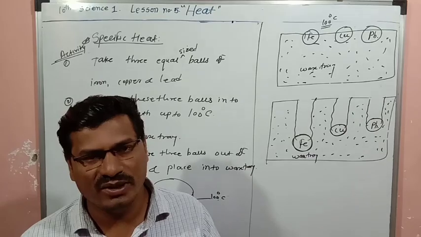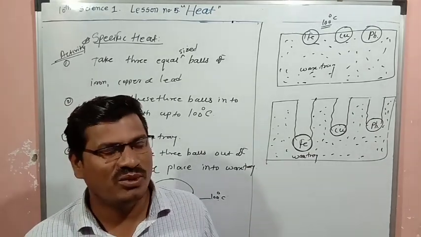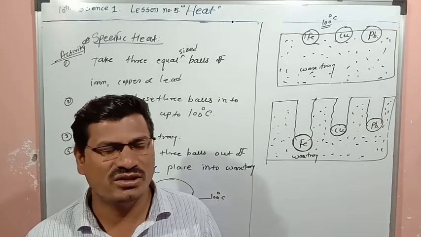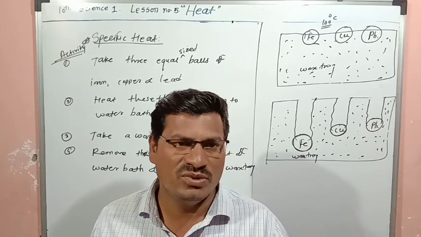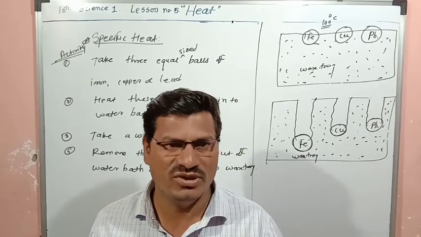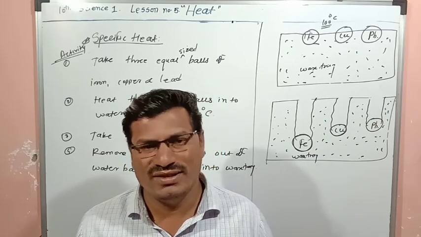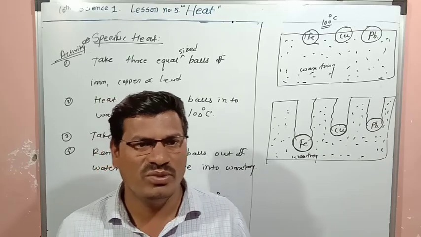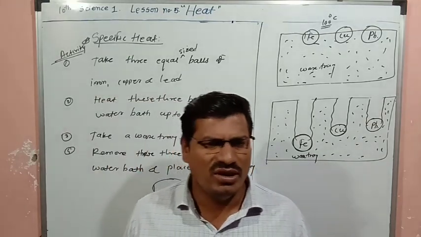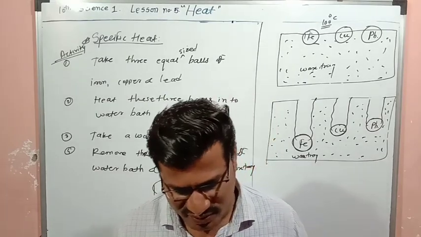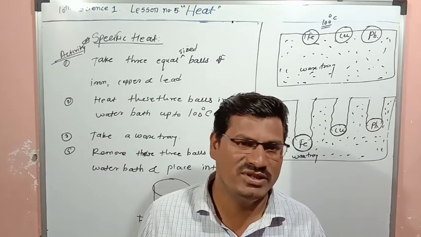So the amount of heat energy absorbed or required to raise the temperature of unit mass of a substance or an object by 1 degree Celsius is called the specific heat capacity. You can say specific heat only.